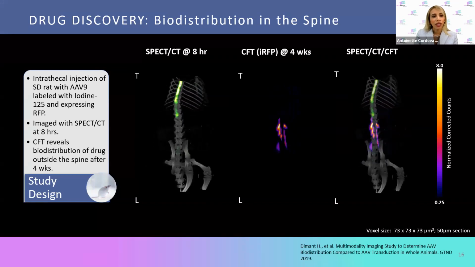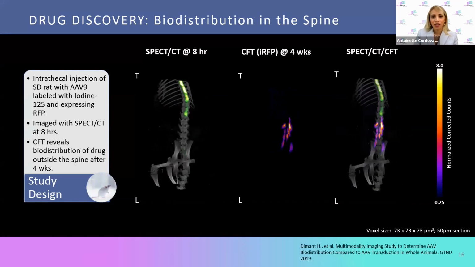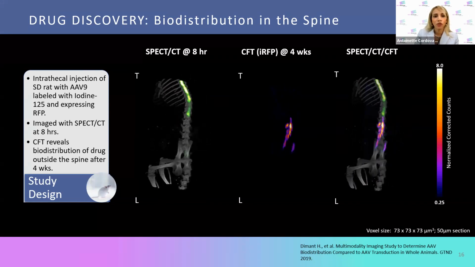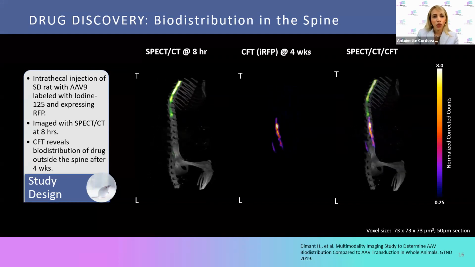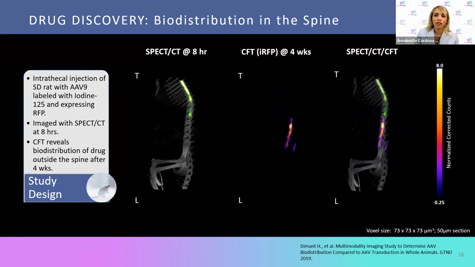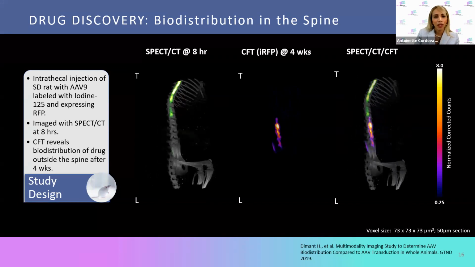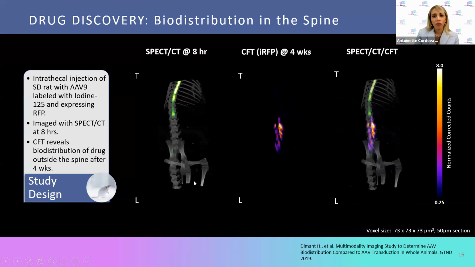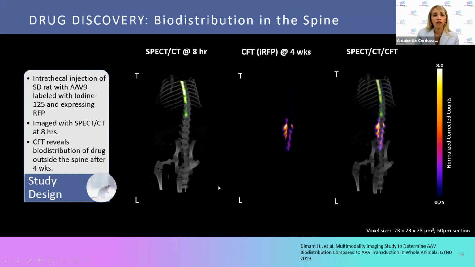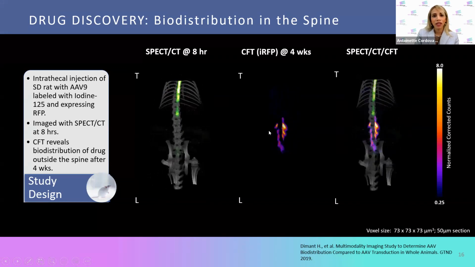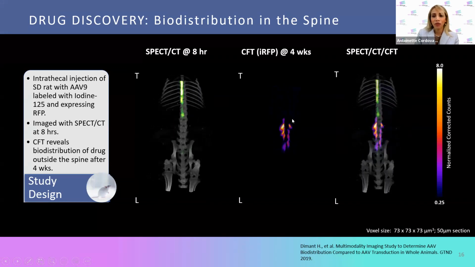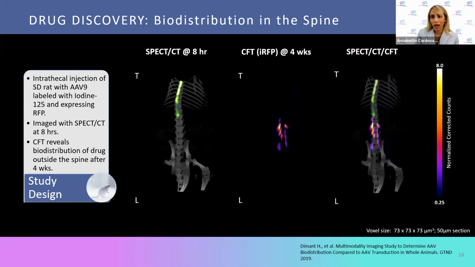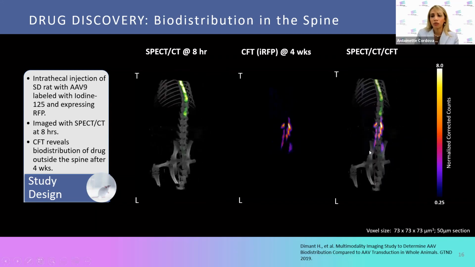In this study, we're looking at the intrathecal injection of SD rats with an AAV9. The AAV9 was labeled with iodine-125, and it also expressed RFP. Initially, this was imaged using SPECT-CT at the 8-hour mark, and you're able to see the radiolabel on this left-hand panel. When these animals were then imaged using CFT technology looking for the RFP, we were able to see that the drug actually escaped the spine outside in 4 weeks. This would not have been previously determined if not for using CFT technology and putting this model on the Xerra.